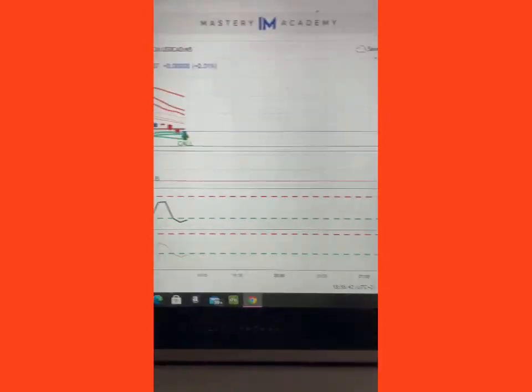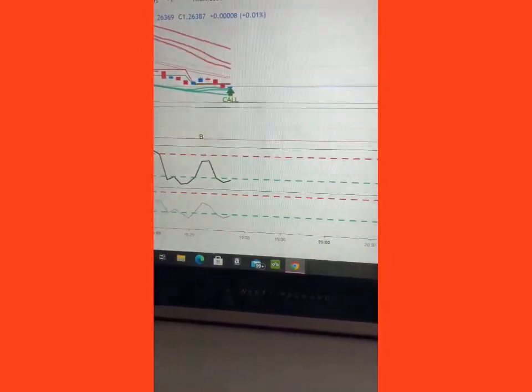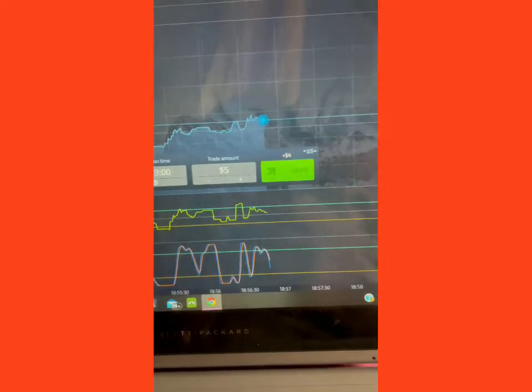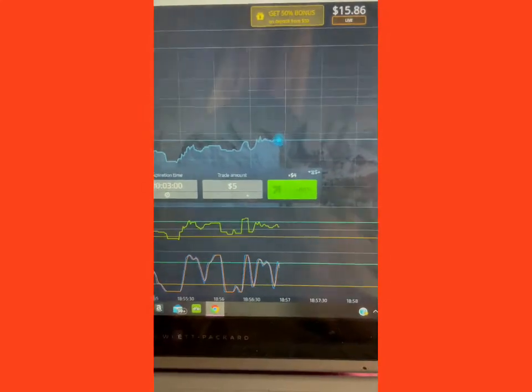I'm about to go on one of my live accounts. This is like my practice broker, even though it's my live. I have two brokers: I have a Vidi and I have a Pocket Option one. It has $15 in this one. I really don't trade in this one unless I'm doing it with my mentees and stuff. This is a live account.